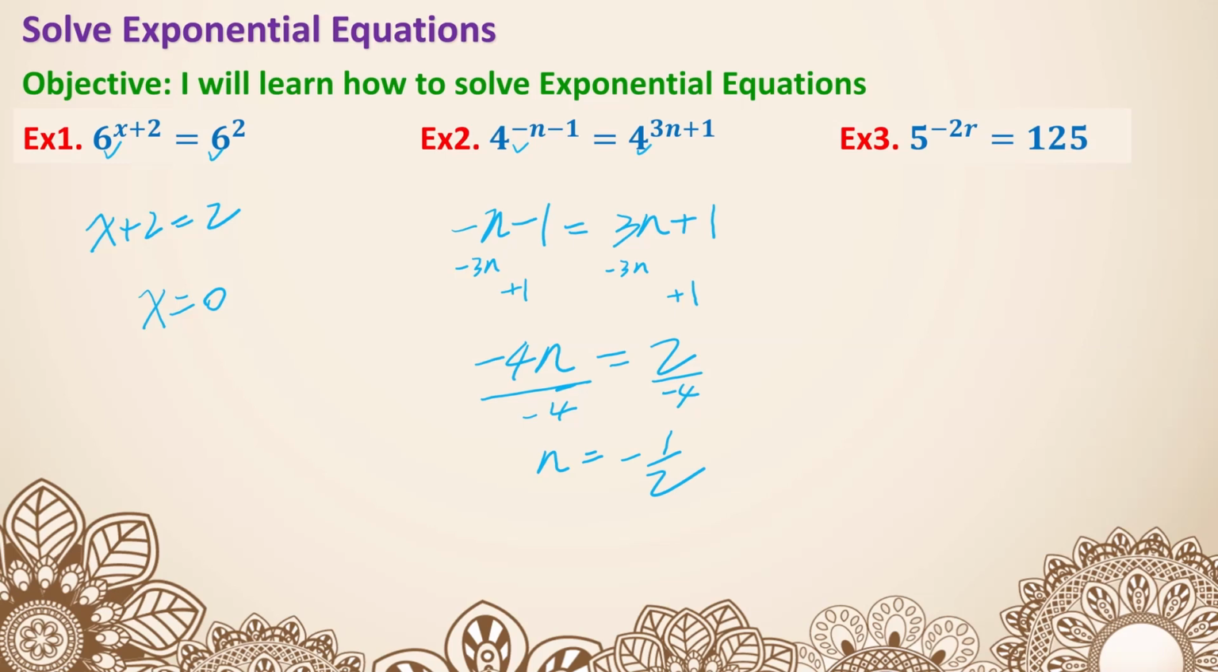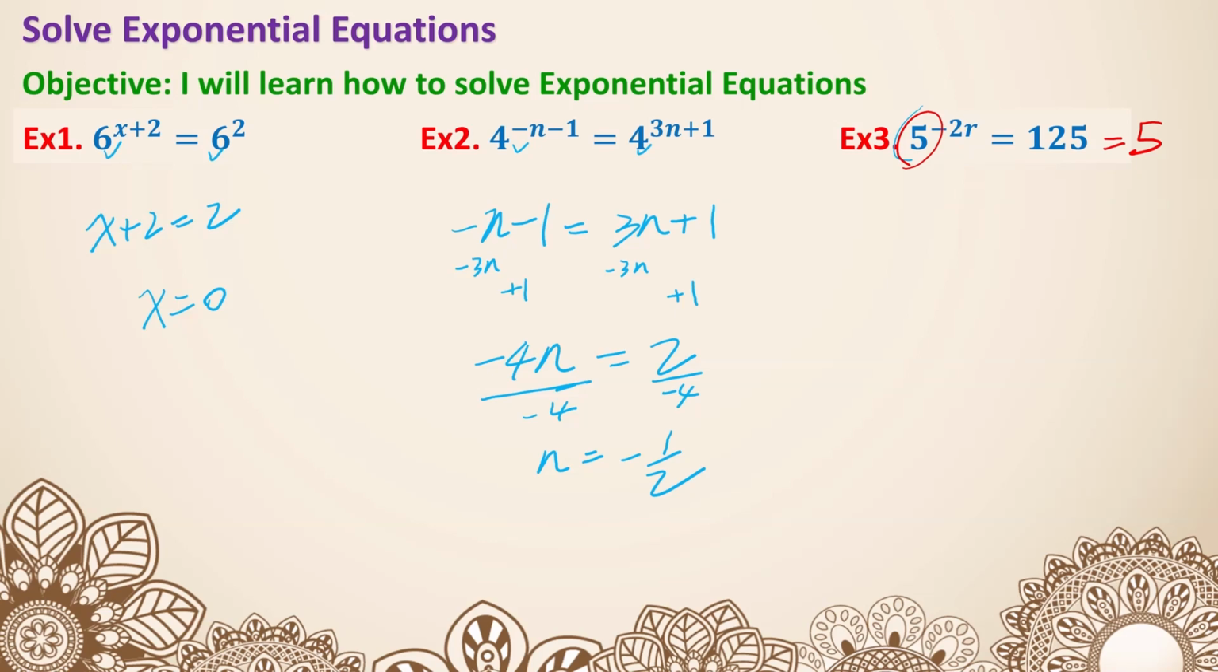That's example 2. Example 3, 125 on the right side. That's not the same base as the 5. But because the 5 couldn't be simplified anymore, it has to be base 5. So you're going to need to figure out how to rewrite 125 as 5 to a certain power.